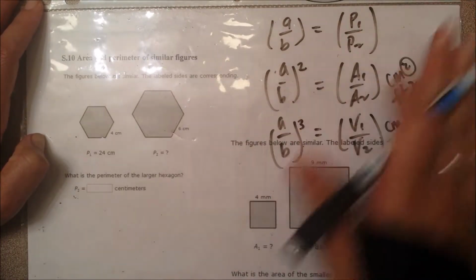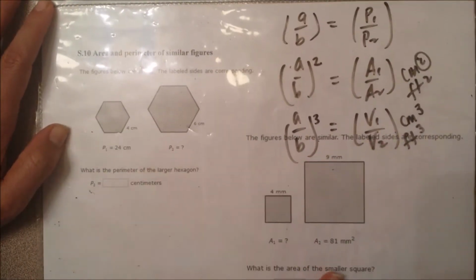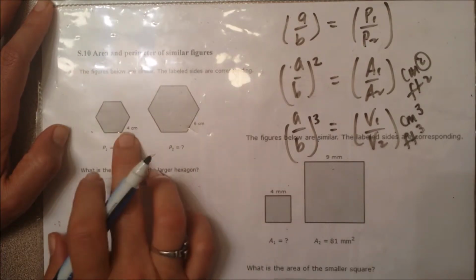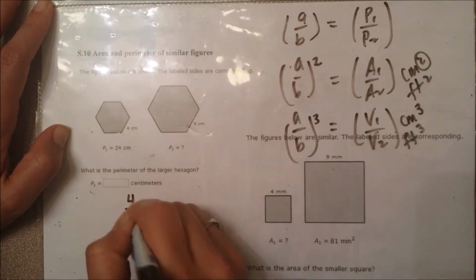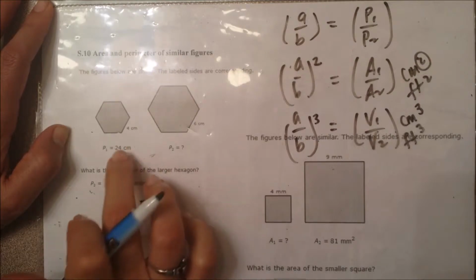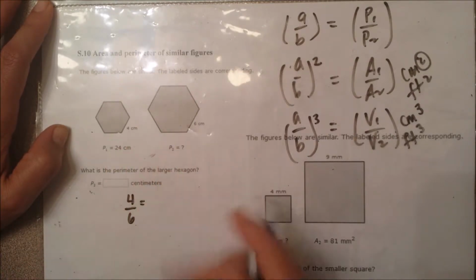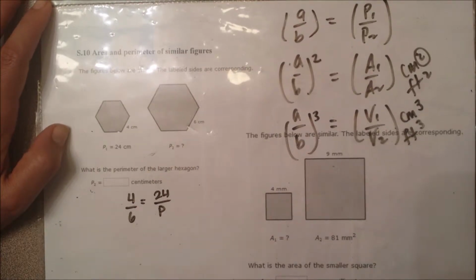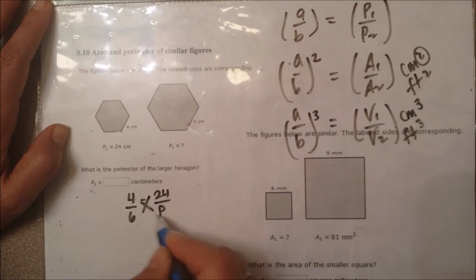Okay, so I'm going to explain what this means. Looking at the first one, what are you dealing with? Perimeter. So perimeter is just going to be regular. So you go side to side. I'm going to do 4 to 6. So 4 over 6 equals 24 to P. What does that look like? Yup, cross multiply.